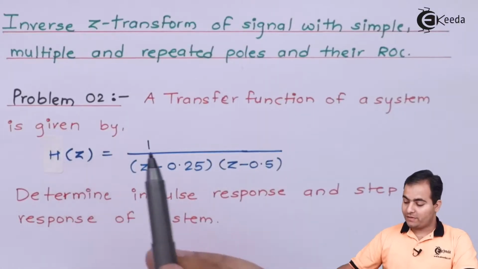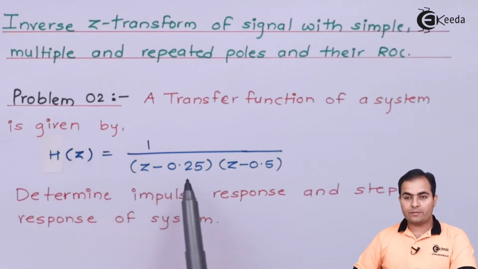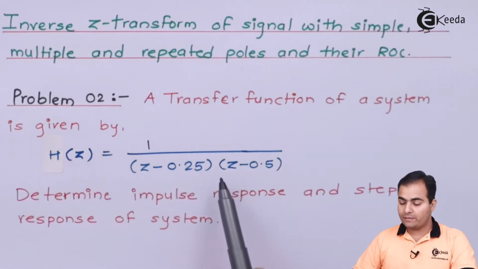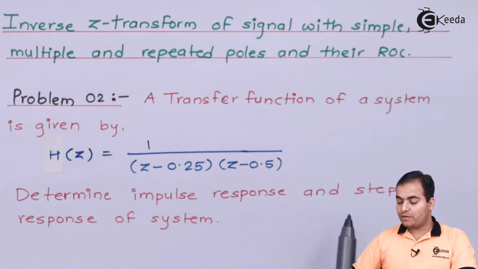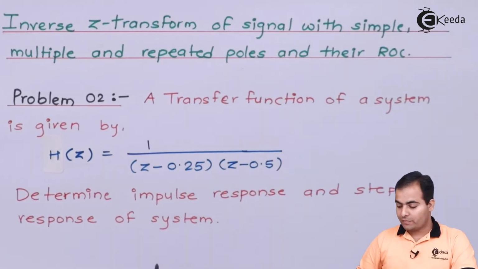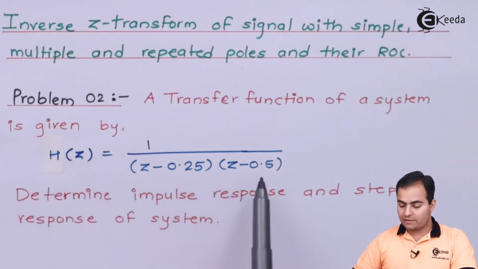Problem number 2. A transfer function of a system is given by H(z) = 1 upon (z - 0.25), and in another bracket we have (z - 0.5). Now what is asked? Determine impulse response and step response. So impulse response means simply we are going to find out the inverse z transform of H(z).